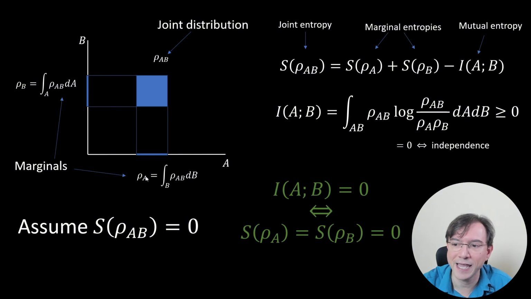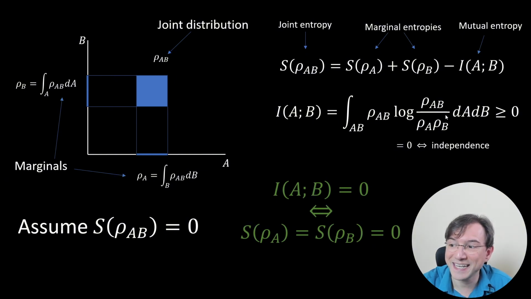So here we have rho A, and the marginal for A is given by the integration of the joint over B. And in this classical setting, the joint entropy, so the entropy of the composite system, is equal to the entropy of the marginals minus what is called the mutual entropy or mutual information. And this is defined to be the integral of rho AB, the joint distribution, times the logarithm of the joint divided by the product of the marginals. And this has to be greater than or equal to 0. And you see that this is going to be 0 only when the argument of the logarithm is going to be 1.